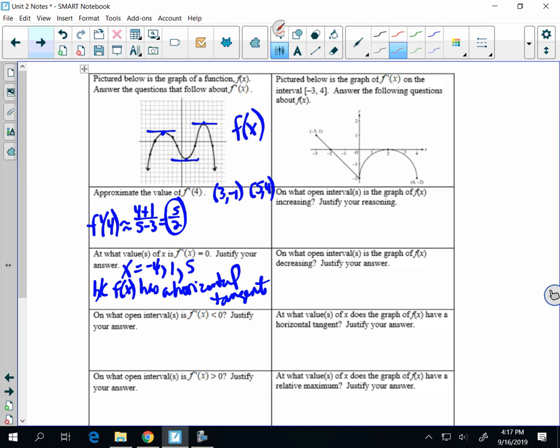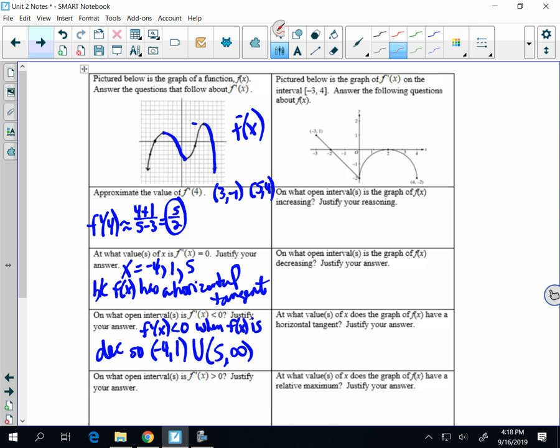It says on what open intervals, so notice they don't want us to include endpoints, is the derivative less than 0? Justify your answer. Sometimes you can do the justification first. I know f prime of x is less than 0 when what? When f of x is decreasing. So that would be where? Where is it decreasing? It's decreasing from here to here. So that would be from negative 4 to 1. And it's decreasing from 5 to infinity. Or you can give the answer and then give your justification. Because f of x is decreasing.